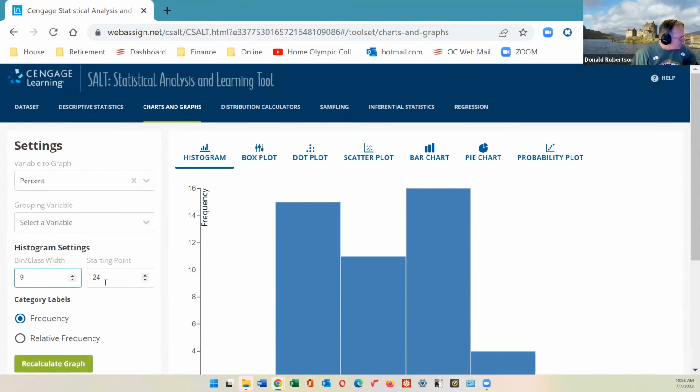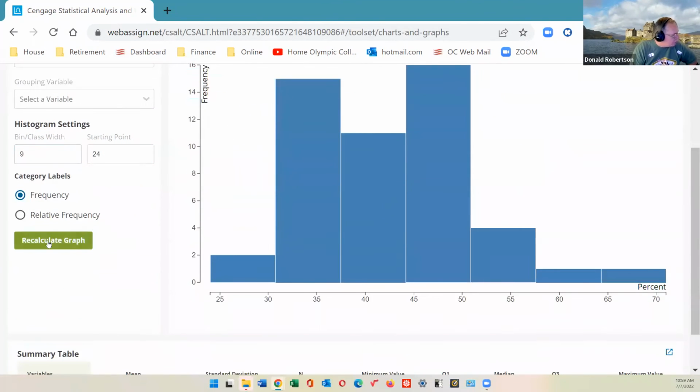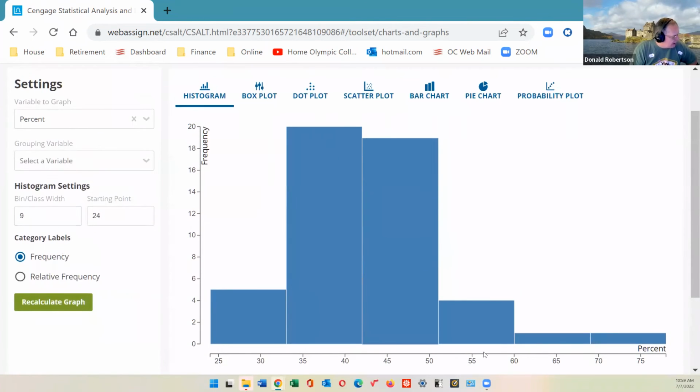And what was the starting point? The starting point was 24, wasn't it? That's the one I should have got the first time. So make sure that we use the same class width. That way we'll generate it, and we'll go like this. And there's 5 of them, and there's 20 of them, and there's 19 of them, and there's 4 of them, and there's 1 of them, and allegedly there's 1 of them, provided I've done everything else right.